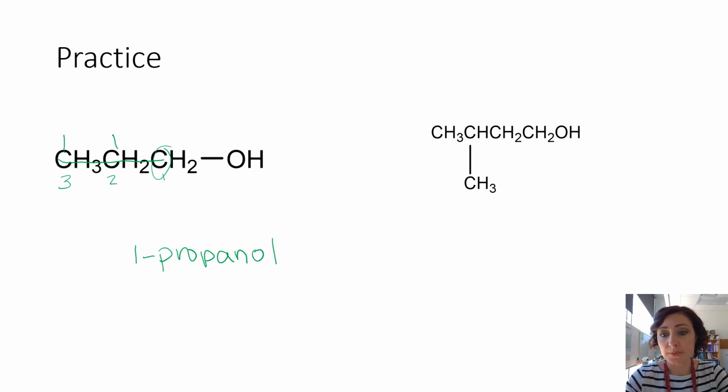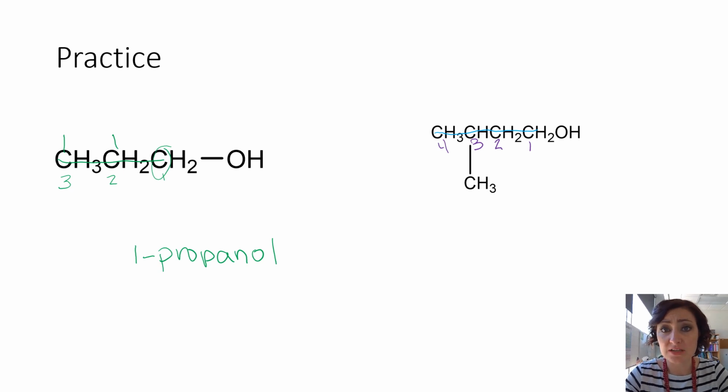For our second example, we're going to find the longest chain. 1, 2, 3, 4 in this direction. Or if I were to count using that methyl group, 1, 2, 3, 4. So those are equal to each other. We'll just leave it as is. I'm going to count from right to left so that I can give my alcohol precedence and make sure that that hydroxyl group is on the lowest carbon possible. So 1, 2, 3 is where my branch is, 4 is the end.